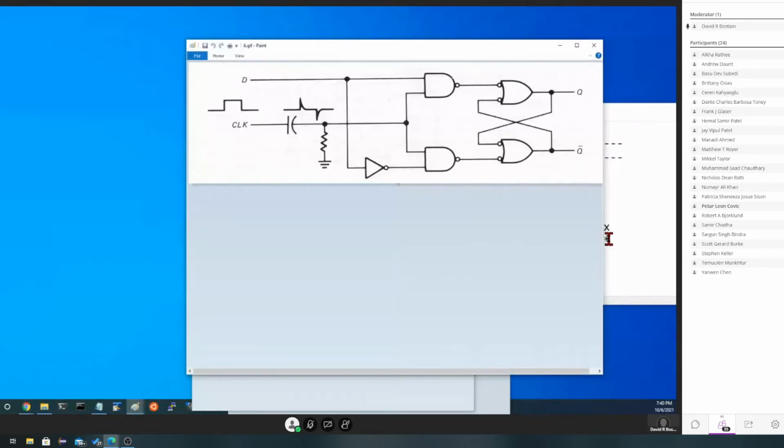Something looks different about this one. Well, the clock is in the same place. The inverter thing is in the same place. We invert D. So this is a D something. But right here, we have a high pass filter. This is a capacitor and a resistor. So this is a high pass filter, HPF.